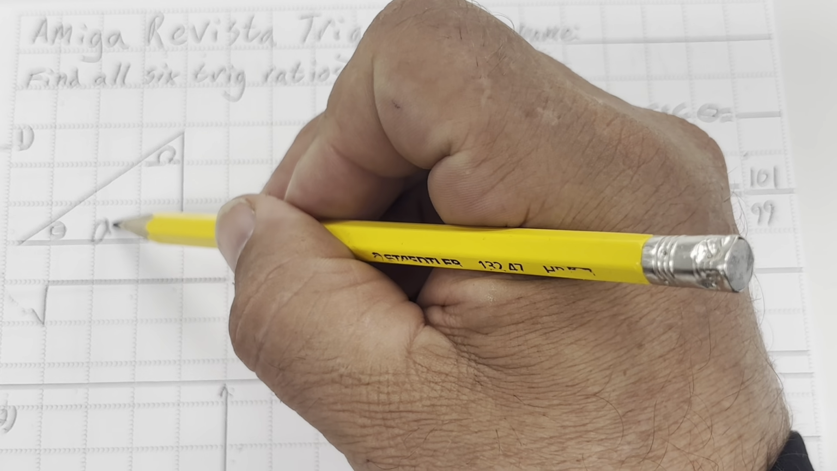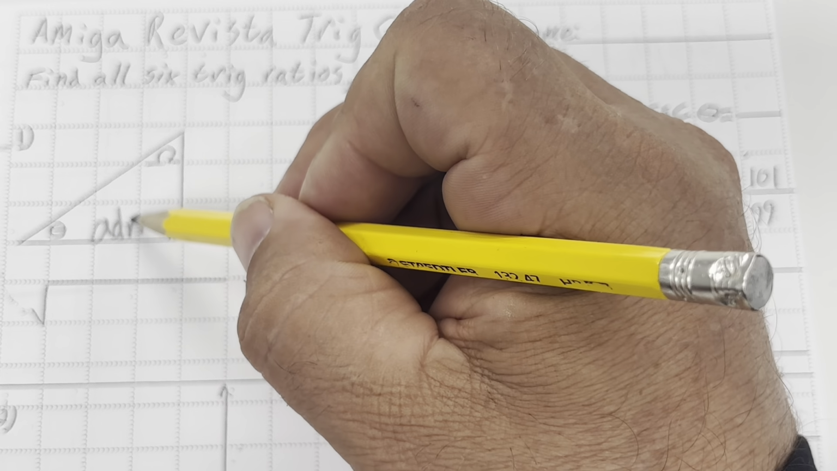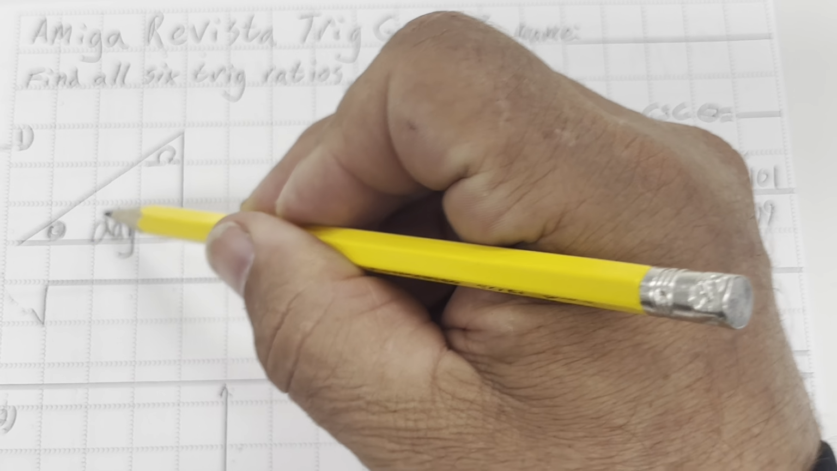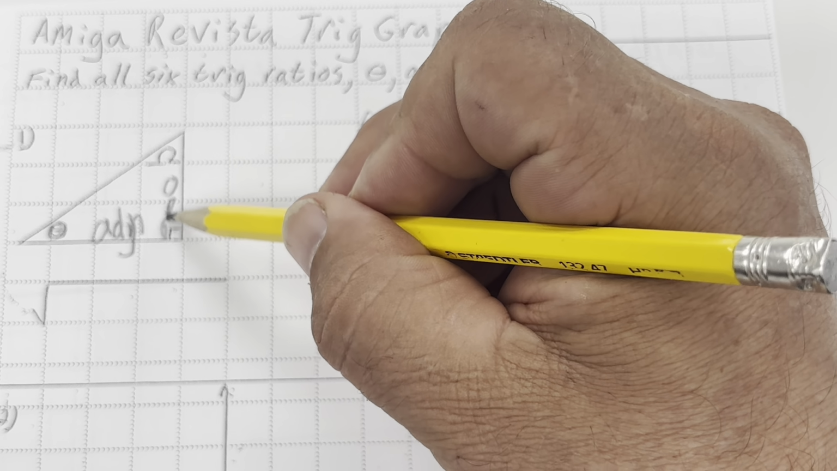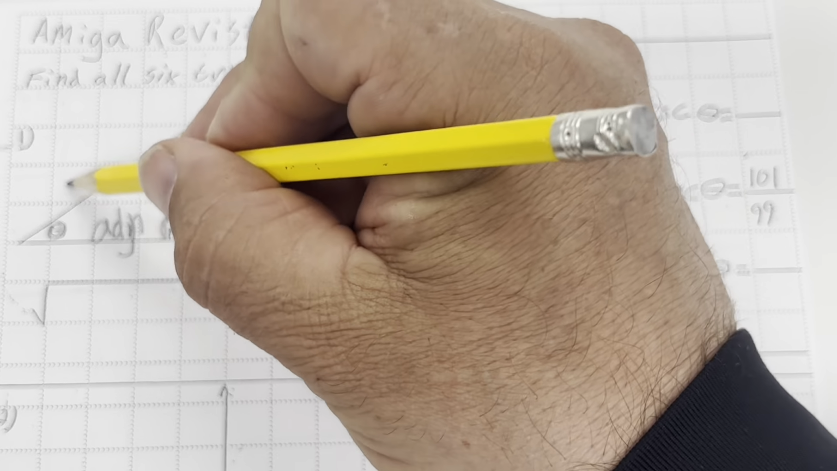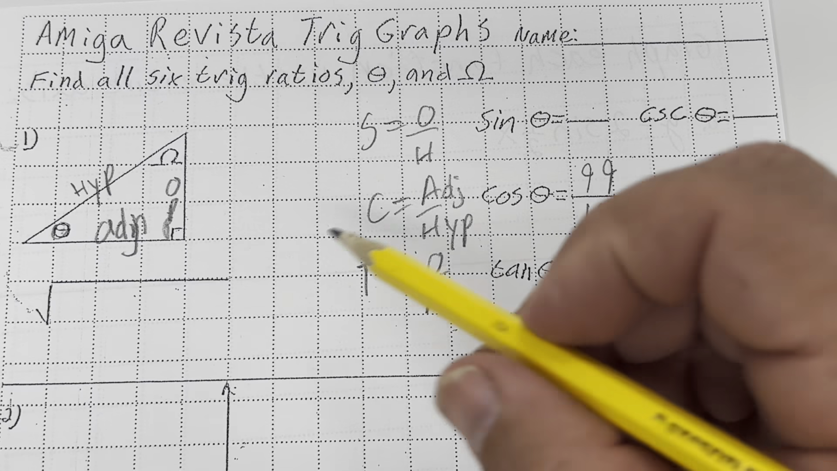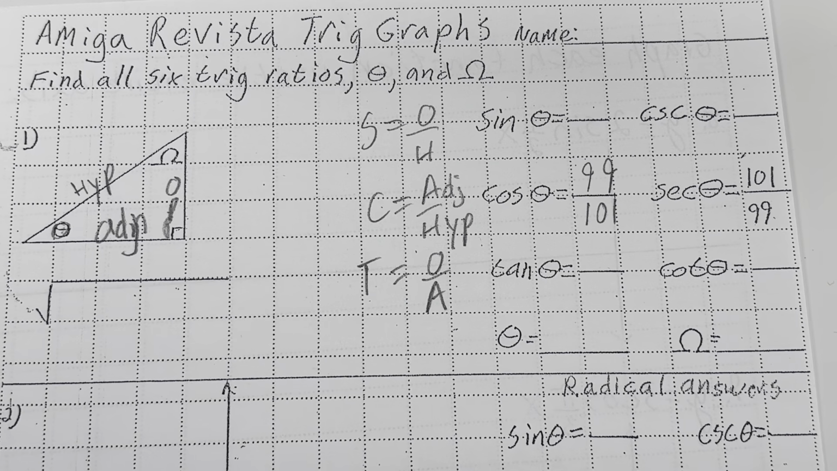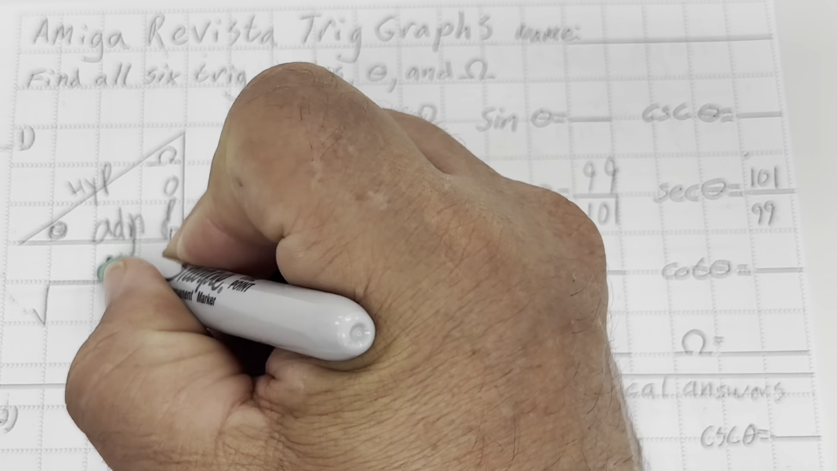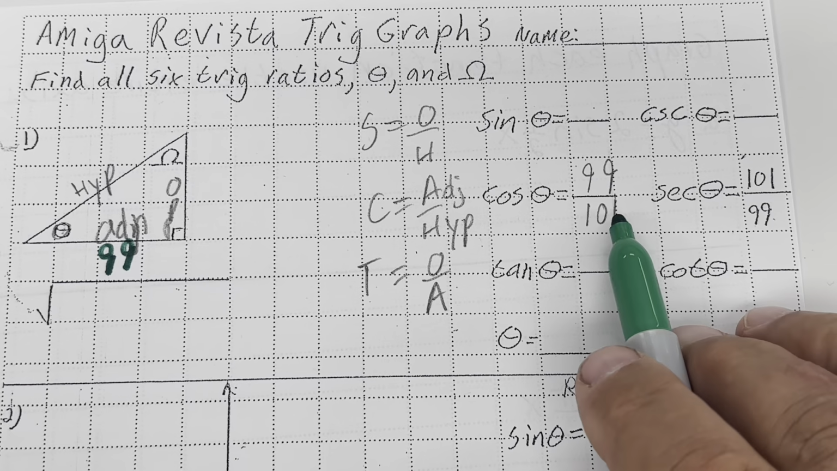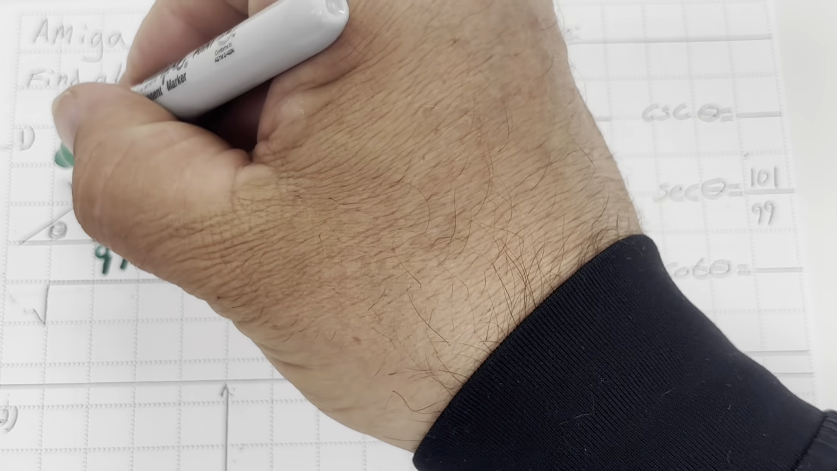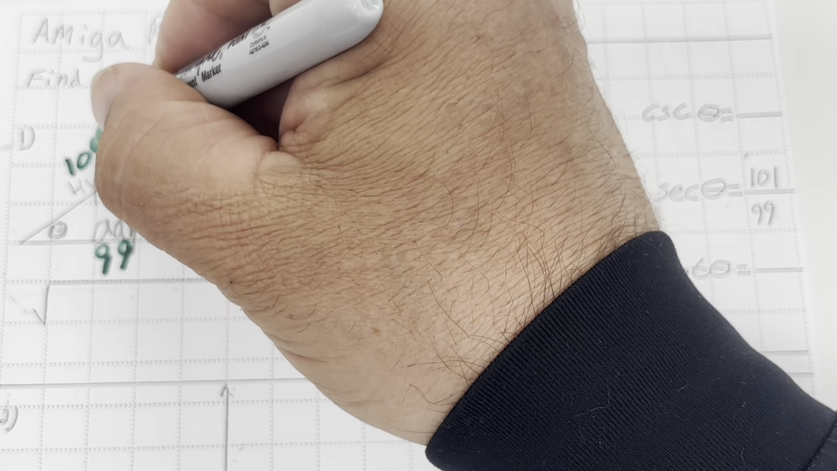So the adjacent side is going to be down on the bottom here, adjacent to theta. Opposite theta is going to be over on this side, and the hypotenuse is the longest side. So we have the 99 on the adjacent side. That's going to be on the bottom of our triangle. And our hypotenuse is 101. That's going to be on our longest side.